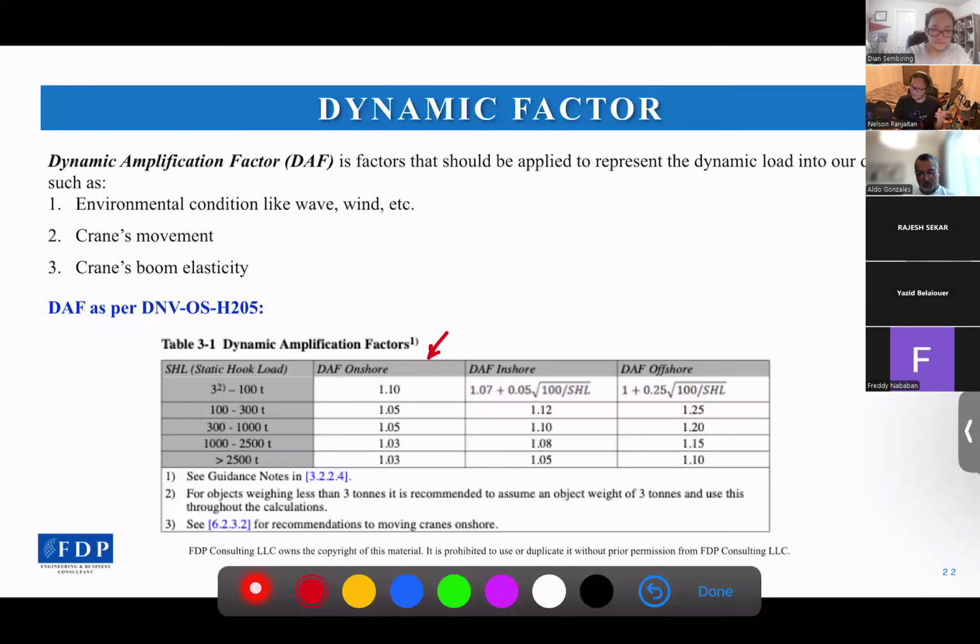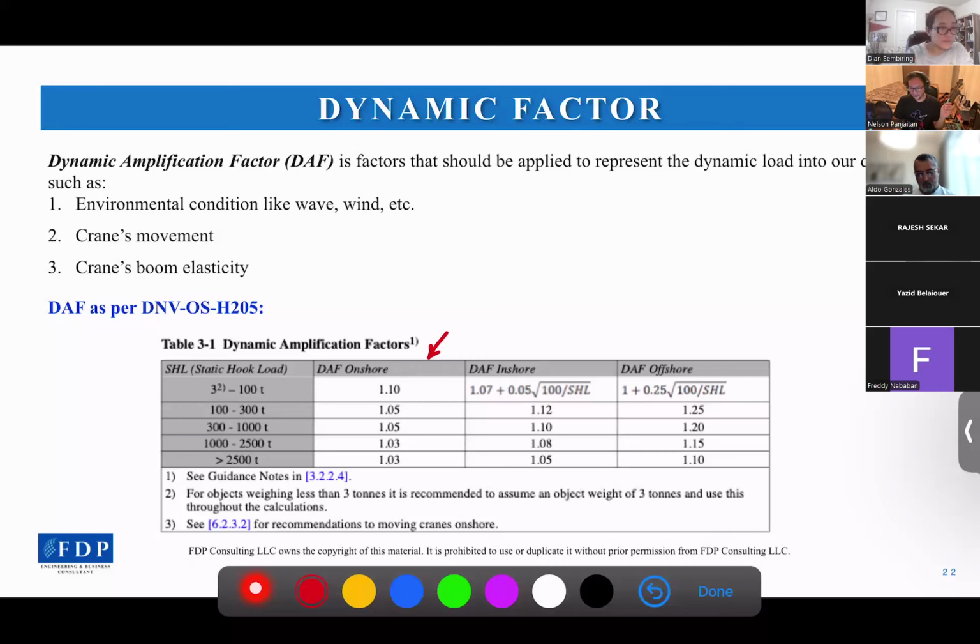Now, the next question is, what if we do the lifting at the yard, but the crane is moving? Here there is an option. It is mentioned in note number 3, see section 6.2.3.2 for recommendation for moving cranes onshore. So if we look at this note 3 and open this section, it will be mentioned that we can choose the dynamic factor inshore for moving cranes onshore.